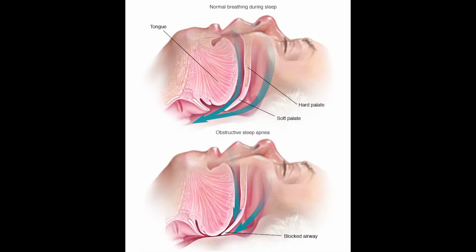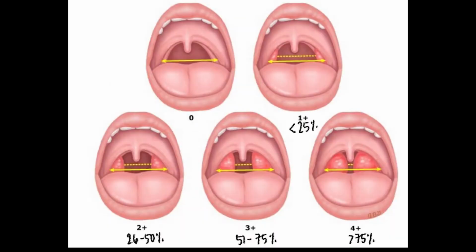Obstructive sleep apnea is a sleep-related breathing disorder typically associated with obesity. It is characterized by recurrent episodes of complete or partial obstruction of the upper airway, leading to reduced or absent breathing during sleep. One of the common risk factors for obstructive sleep apnea in children is adenotonsillar hypertrophy.